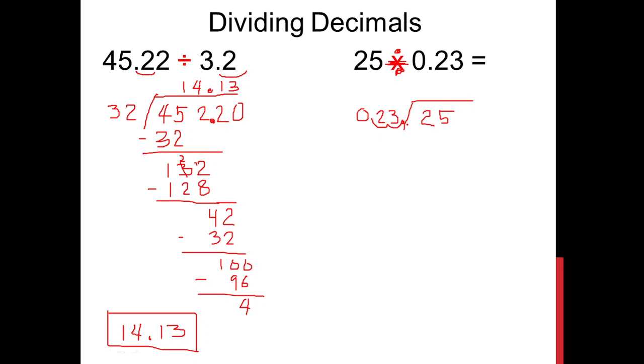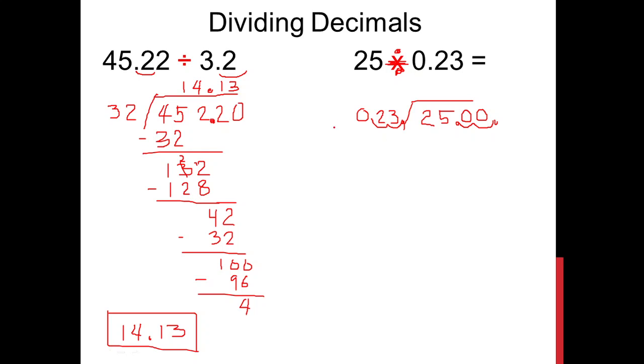So if we move our decimal 2 places to the right, we also need to move our decimal here 2 places to the right. Now we all know that the decimal point for 25 is here. So we need to move 2 decimal places to the right. Now we have some empty space here, so we need to add zeros there. So our new number here will be 2500 divided by 23.